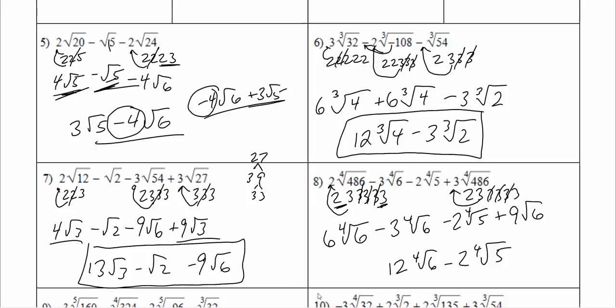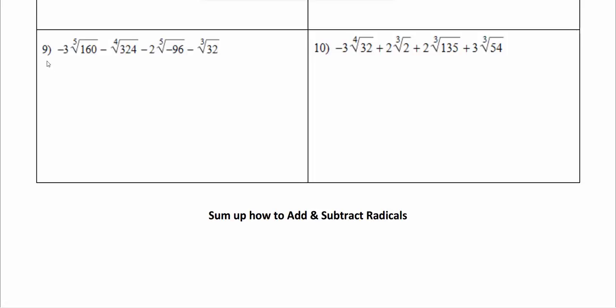I want you guys to do the next 2 and then hit play. Number 9 here, let's go through this one. I got 4th roots and 5th roots, and I got 3rd roots as well. Just because the number inside might be the same, we have to check our roots, our indexes, make sure they're exactly the same. So right now it only looks like I could add this one and this one if the number inside is the same. Those would be the only two I could add. So let's see what I come up with here.